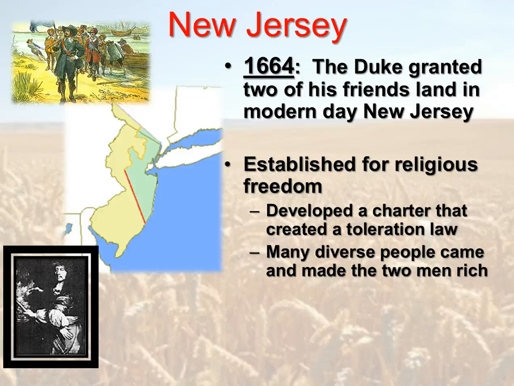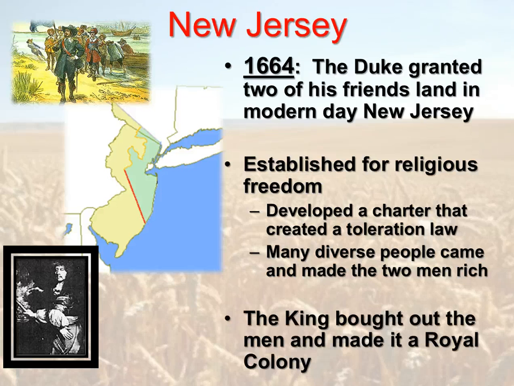And those dudes pretty much were offered a chance to sell off the land, and they were trying to use this as a real estate venture. And they would develop a toleration charter that created a way to recruit people, because people wanted to go where religion was freely practiced and wouldn't affect them. And so these guys made a lot of money doing that, and eventually the king would buy back the colonies and turn them into a royal colony of New Jersey.